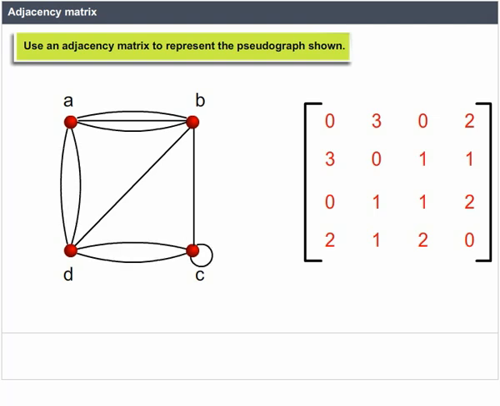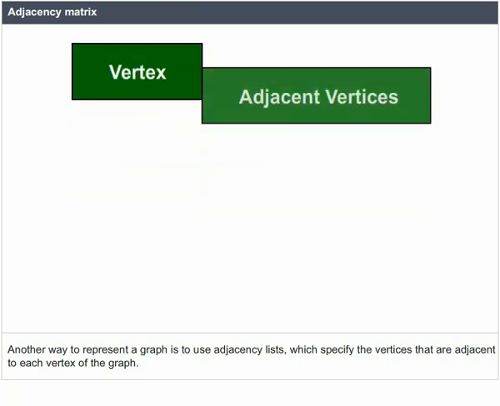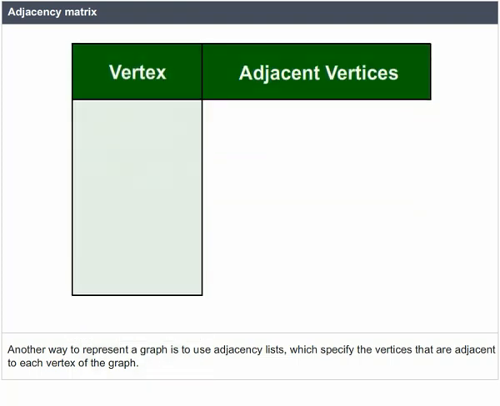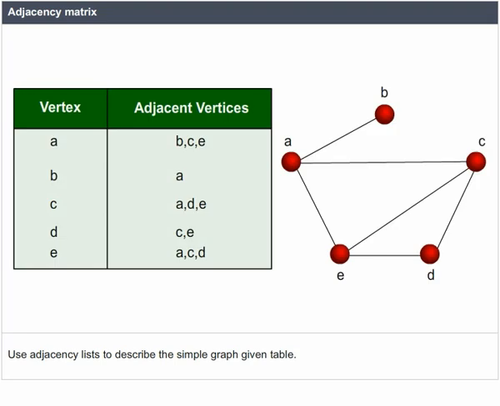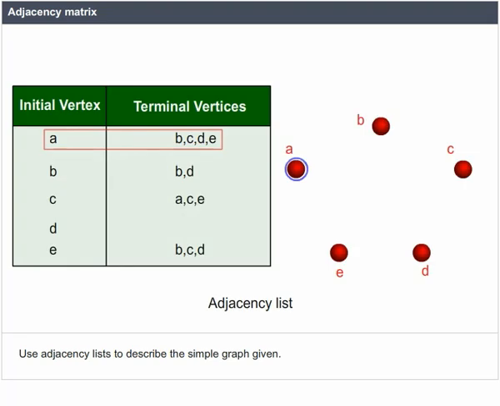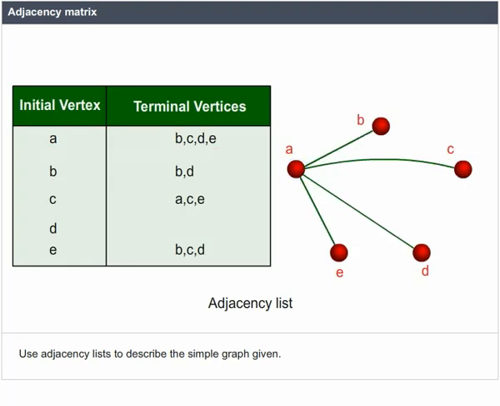Another way to represent a graph is to use adjacency lists, which specify the vertices that are adjacent to each vertex of the graph. Use an adjacency list to describe the simple graph given. See the figure as well as the table where we highlighted. Anyone can understand easily.